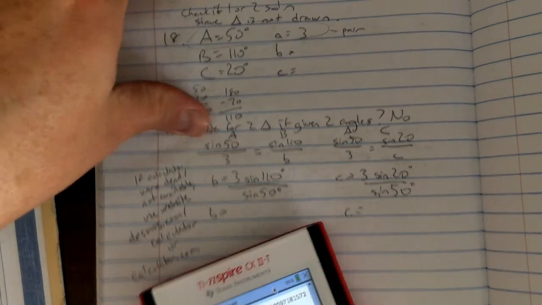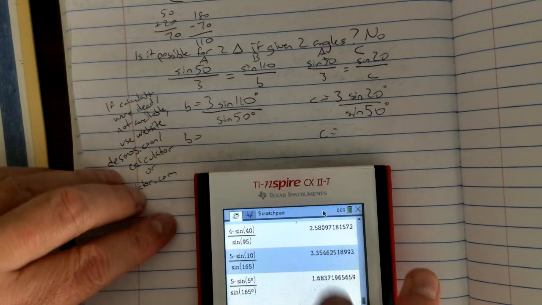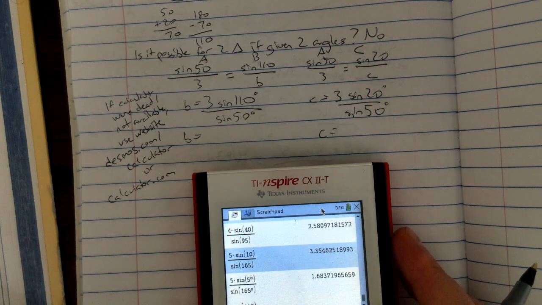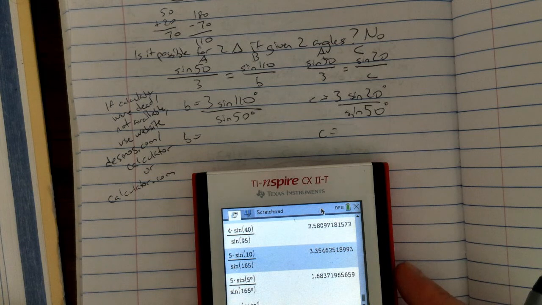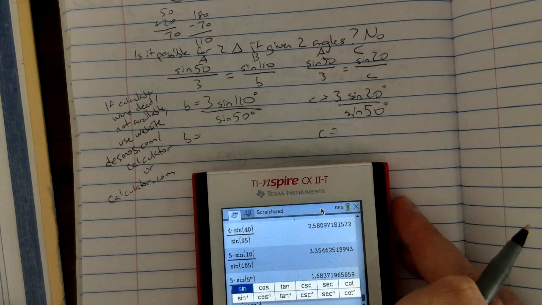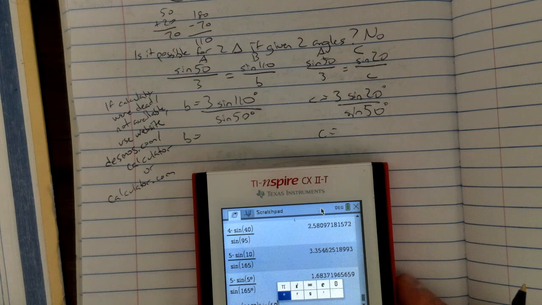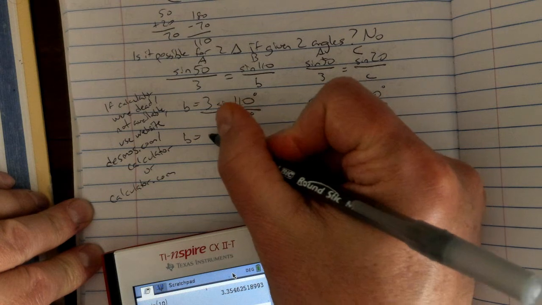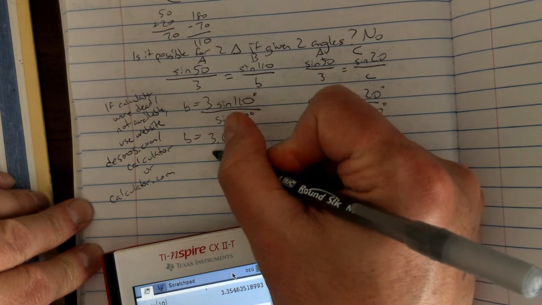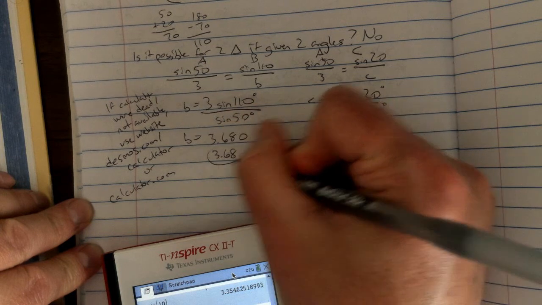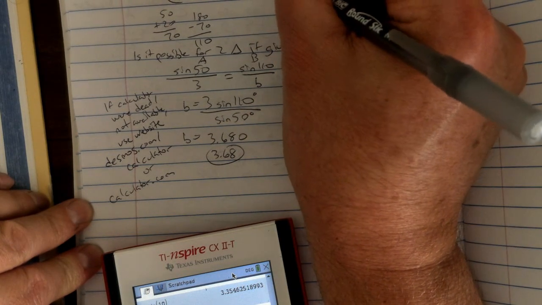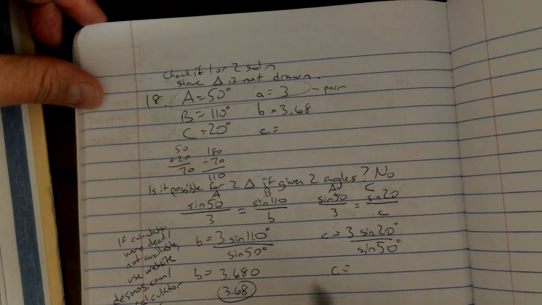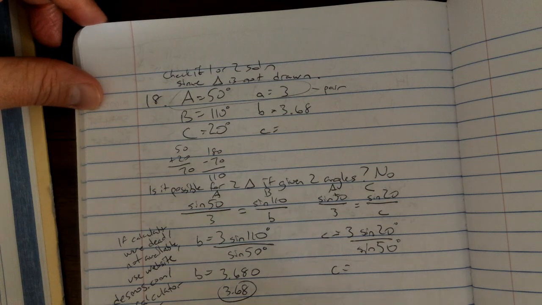So again, let me push this up to here. We do 3 sine 110 degrees divided by sine 50 degrees. You get 3.680. So 3.68. I just filled in the 3.68 there.